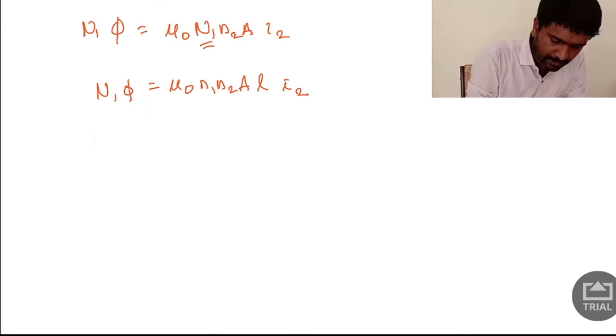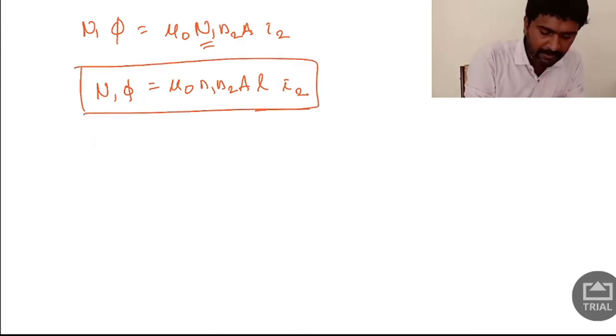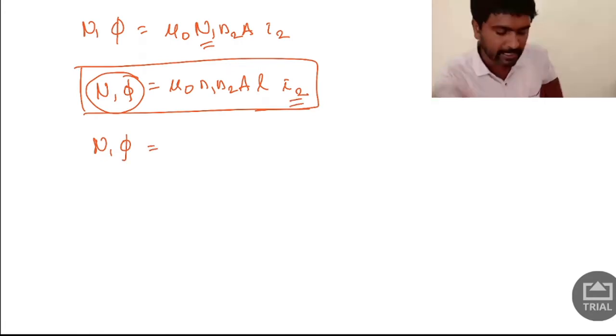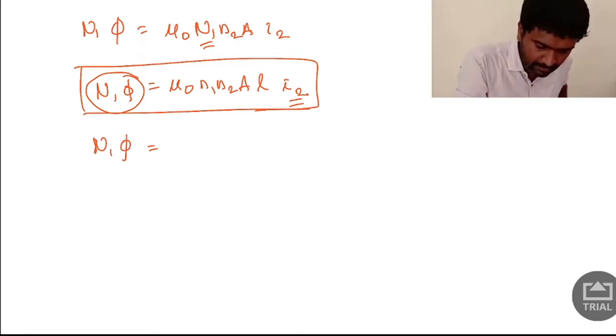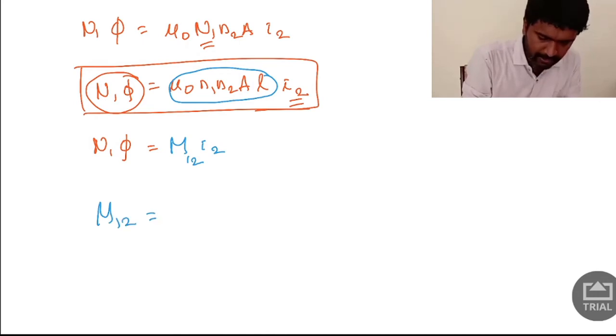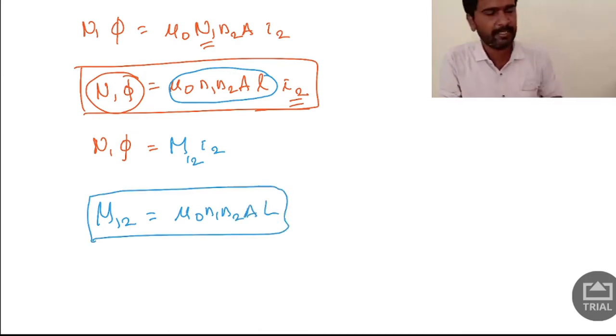So that is your N1 phi. Now this N1 phi is proportional to I2, because as you increase I2, that N1 phi also increases, and the remaining part is something constant, and that is your mutual inductance. Let's say M12, the mutual inductance of 1 with respect to 2. You can write M12 equals mu 0 N1 N2 A L. So this is your mutual inductance.